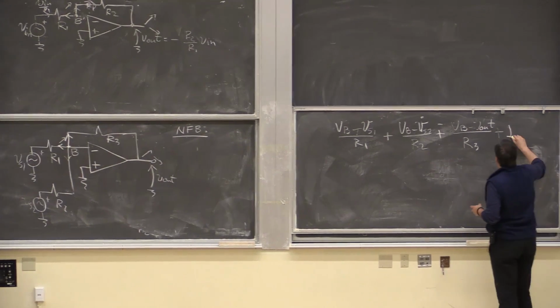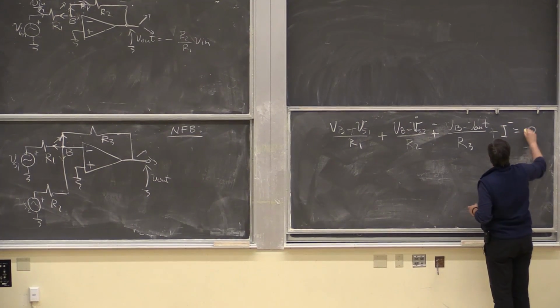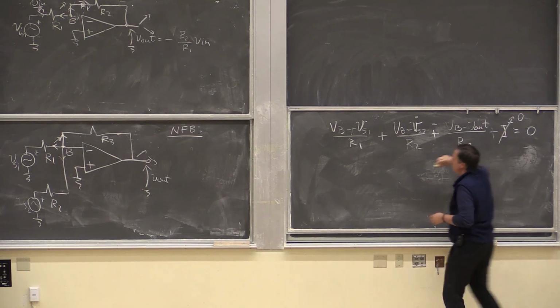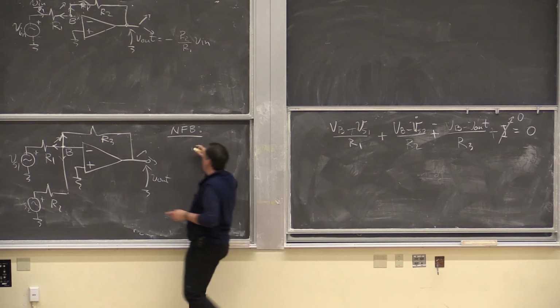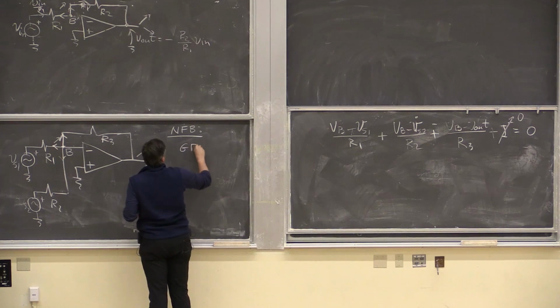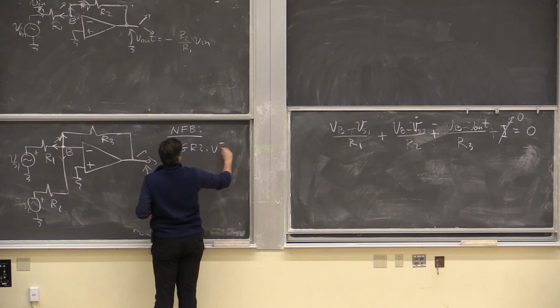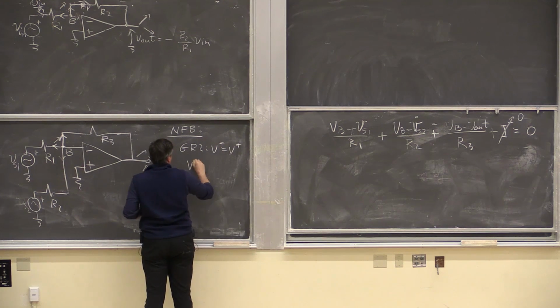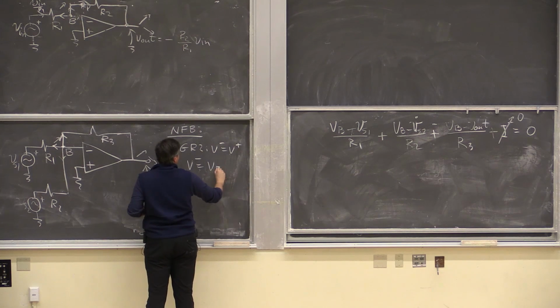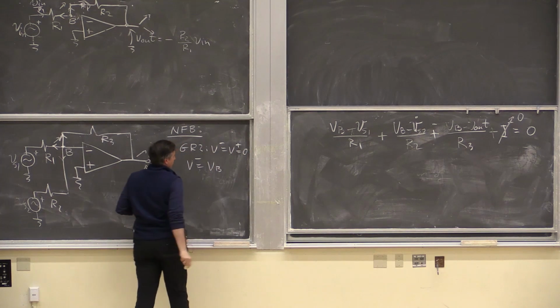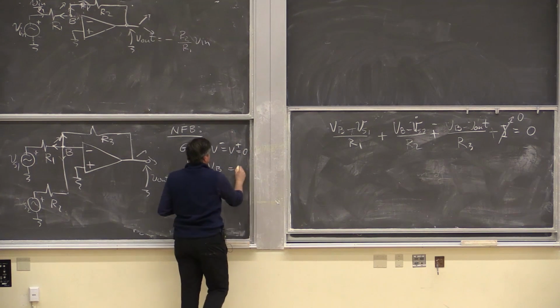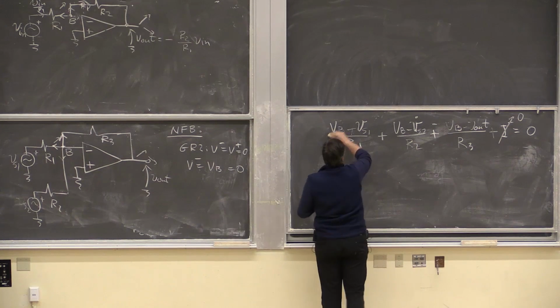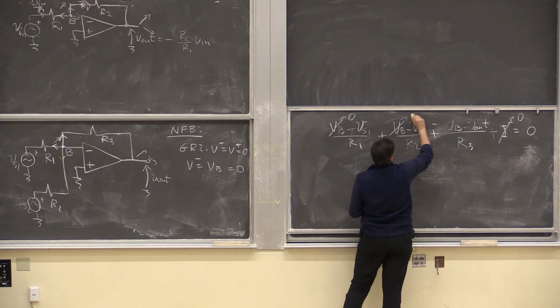Zero. Okay, I minus, right. So I minus is 0. Because of negative feedback, V minus equals V plus. So V minus is VB. This V plus is 0. So VB is 0. All right, so we'll say this is 0.